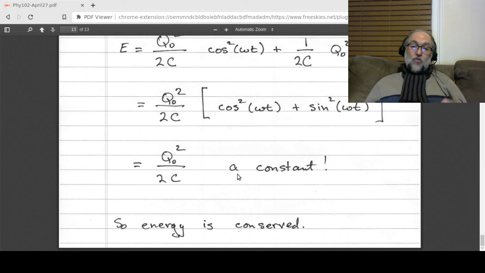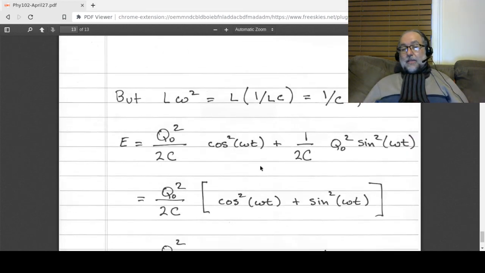What's the point? Well, I'm trying to show you a complete parallel with simple harmonic motion. Again, in simple harmonic motion, you have the energy going between purely potential energy at the endpoints and purely kinetic energy in the middle. So it goes between kinetic and potential, back and forth like that. And if there's no damping, that'll go on forever. This circuit does the exact same thing.